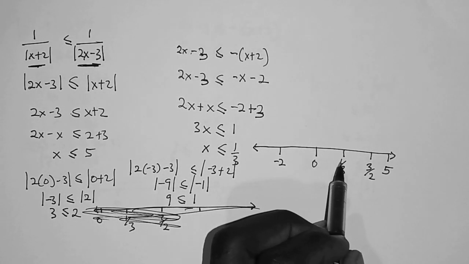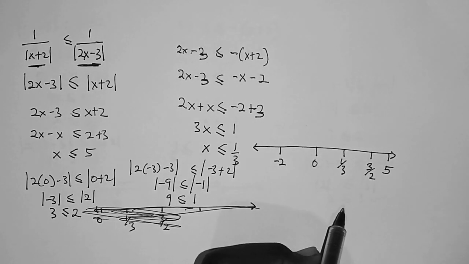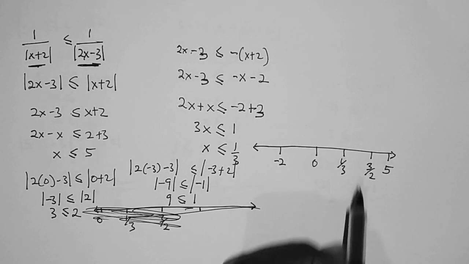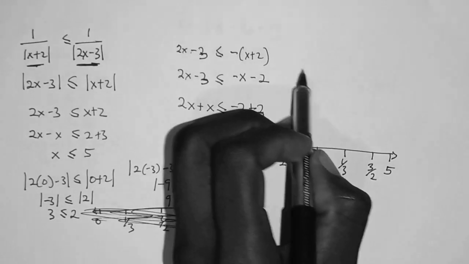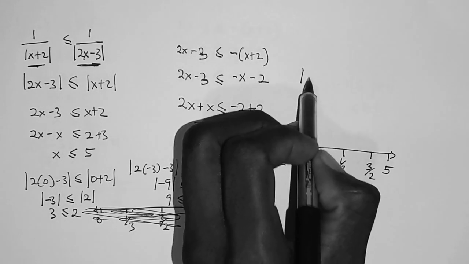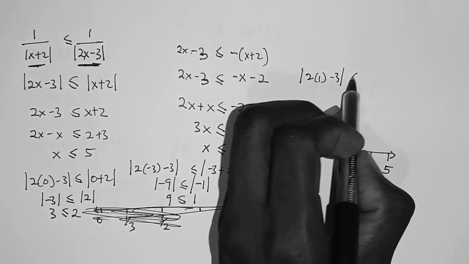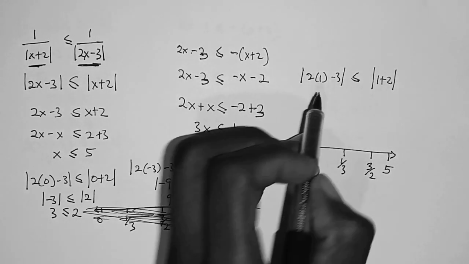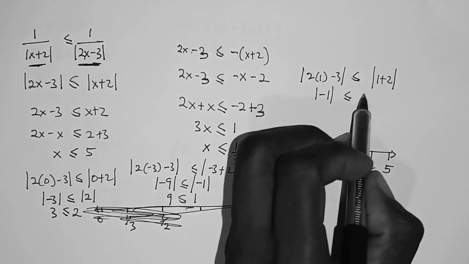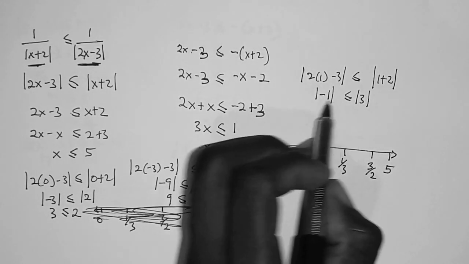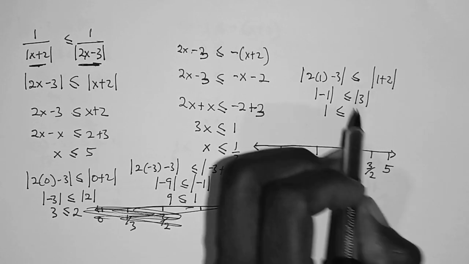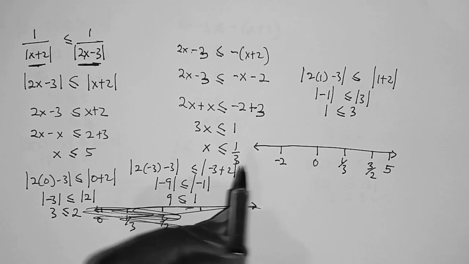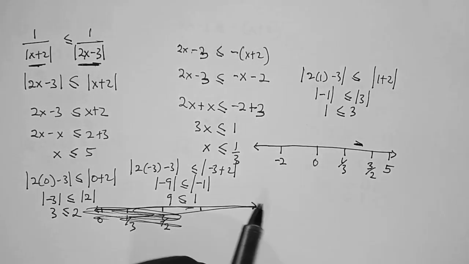Let's test values between 1 over 3 and 3 over 2. For example, let's take 1. If we put 1 here, it becomes absolute value of 2 times 1 minus 3, less than or equal to absolute value of 1 plus 2. 2 times 1 is 2. 2 minus 3 is minus 1, less than or equal to 1 plus 2 is 3. Absolute value of minus 1 is 1, less than or equal to absolute value of 3 is 3. And it is true that 1 is less than or equal to 3. And therefore, this region is one of the required regions.